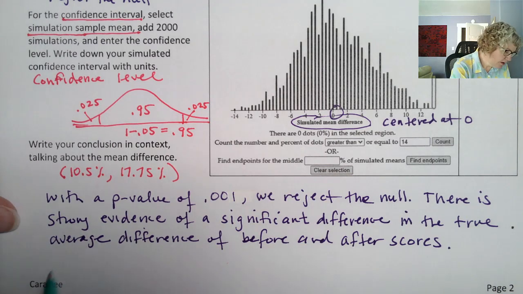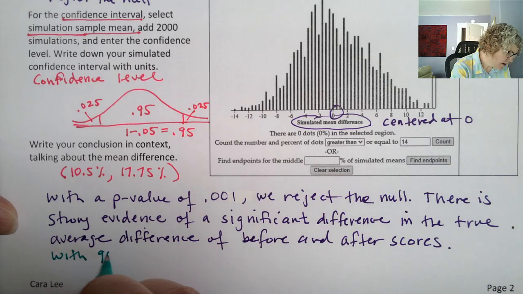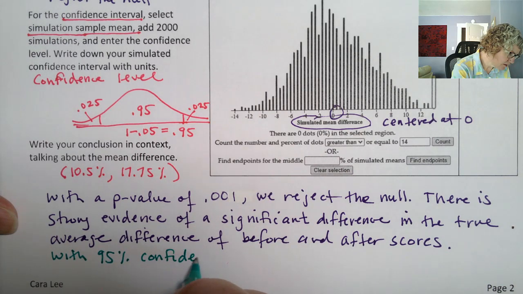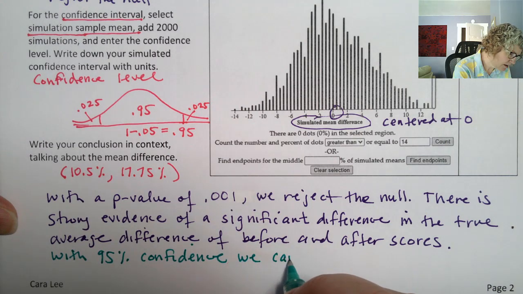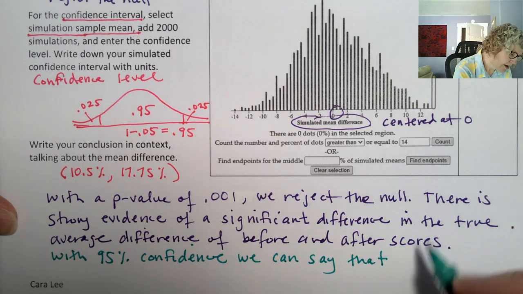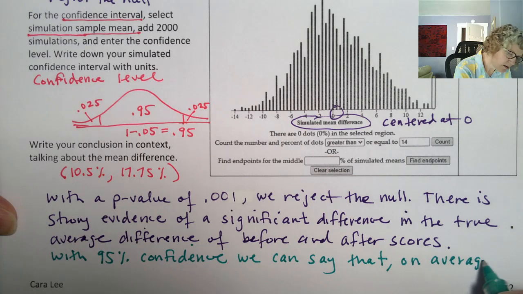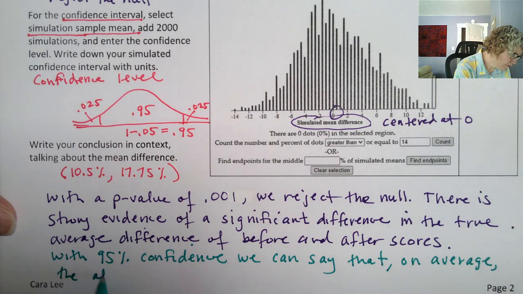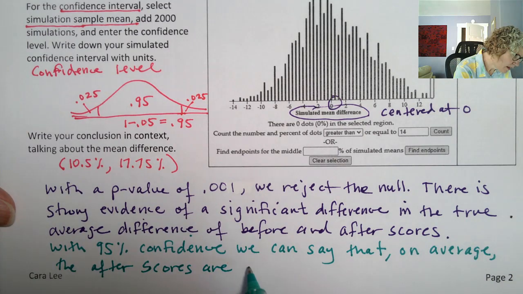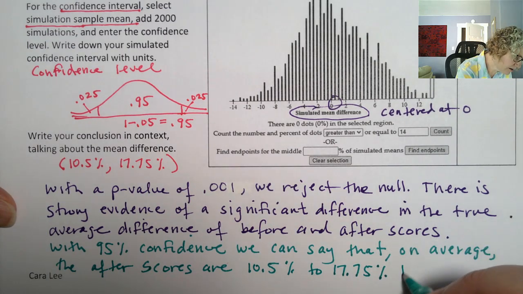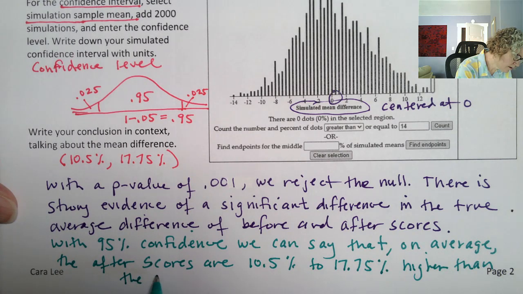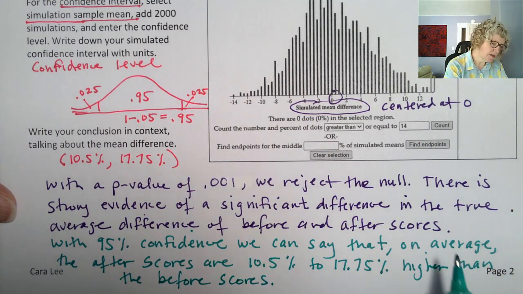Okay, but then also that's what the confidence interval helps us with, right? With 95% confidence, we can say that on average, the after scores are 10.5% to 17.75% higher than the before scores. Okay, I want to get that word average in there.